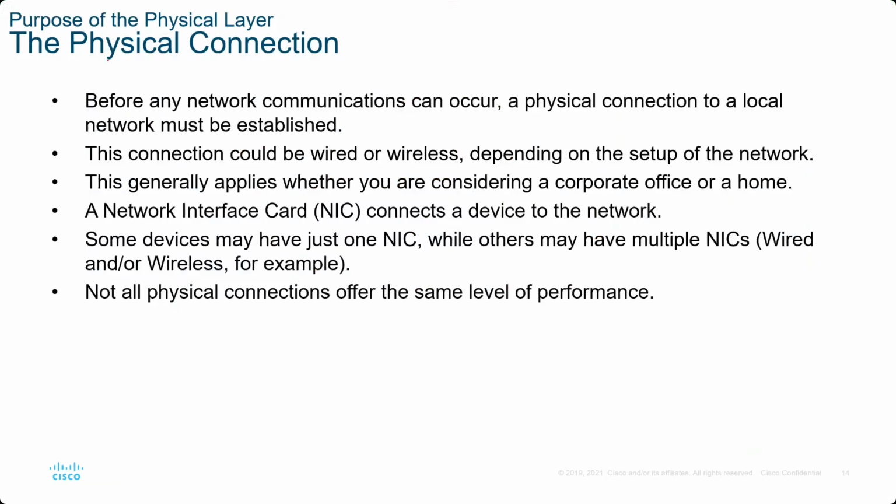So, the physical connection, or the purpose of the physical layer. Before any network communication can occur, a physical connection to a local network must be established. We already talked about that. You need some sort of physical connectivity before we can communicate. This connection could be wired or wireless, depending on the setup of the network. It depends on what options you have, what type of network interface card you have on the computers or mobile phones, and whether you have a wireless access point, a copper switch, or a fiber switch.